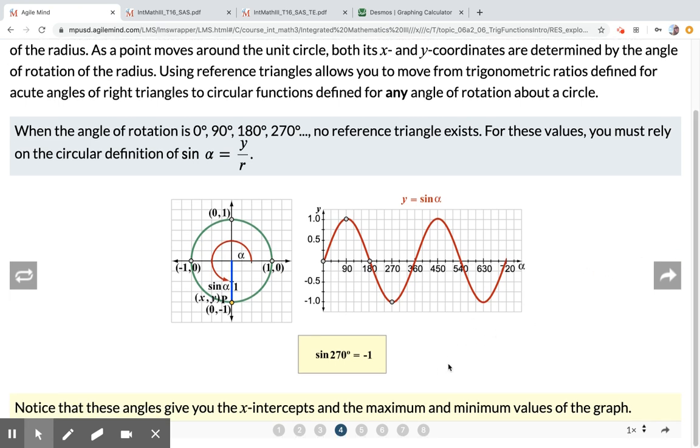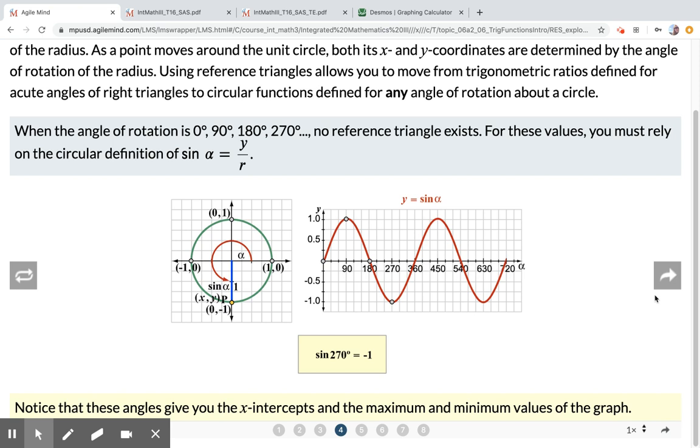So it's interesting because when I use 0 degrees, 90 degrees, 180 degrees, and 270 degrees, that gives me my x-intercepts at 0 and at 180, but it also gives me my maximum at 90 and my minimum at 270. So it goes all the way up to 1, all the way down to -1. So these are kind of important angles to know, 0, 90, 180, and 270, because they give you x-intercepts and they give you maximums and minimums as far as your sine goes.